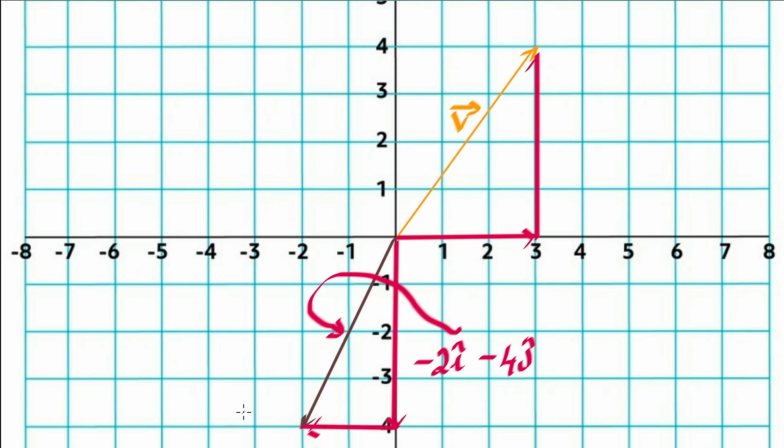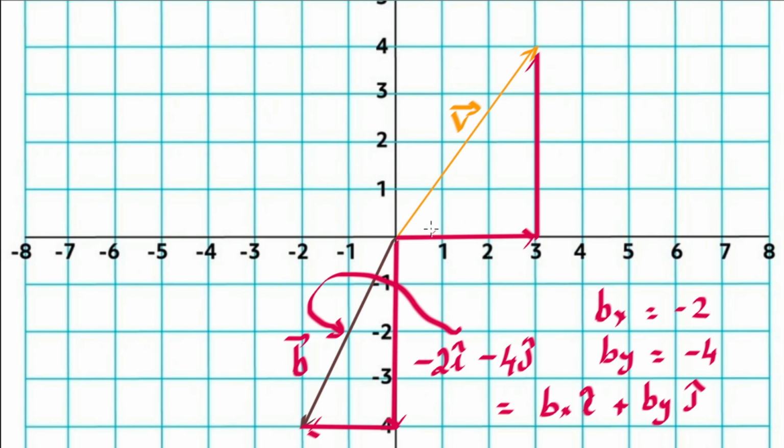So you see that any vector in the plane can be written in terms of i cap and j cap. And this particular vector that I've drawn, its x component is minus 2 and its y component is minus 4. So we can write this as, if this vector is called B, bx i cap plus by j cap, and bx is negative 2 and by is negative 4. And what about the magnitude of B? It's going to be square root of 2 squared plus 4 squared by Pythagoras theorem.